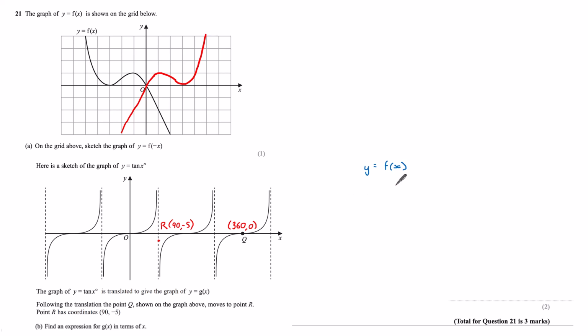Now, if y was f of x, we would write that translation as plus 270, because it's the inverse operation on the inside of the brackets, and then minus 5 on the outside of the brackets to denote the move down the y-axis. And so, since my function is tan of x, I have tan of (x plus 270), all minus 5.